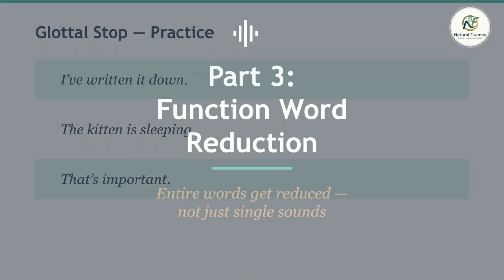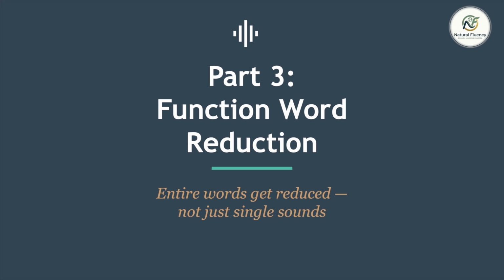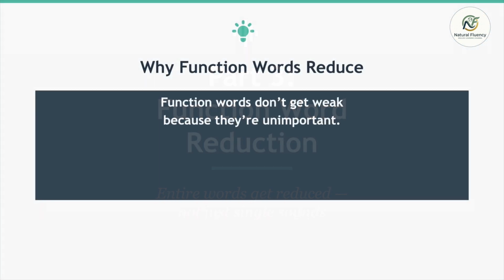Good. Third, function word reduction. So far, we've seen single consonants weaken or change. Now, we scale up. This time, it's not just one sound, so entire words get reduced. This is function word reduction. This is critical for real conversation. Most learners focus on catching content words, but native speakers often don't say function words fully or clearly. That's where comprehension breaks down.